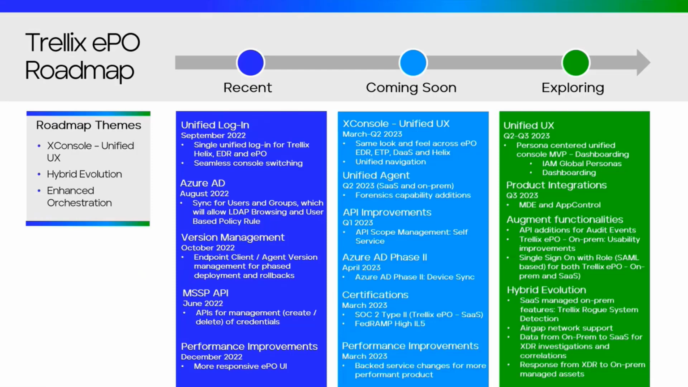And obviously, we intend to make it complete by also adding the device sync in just a couple of months from now, as shown in the coming soon vertical. Then moving over, version management was introduced in late last year. So from here on, you will start seeing version branches of the endpoint product so that you can deploy and roll back to the right versions to various segments of your organizations.